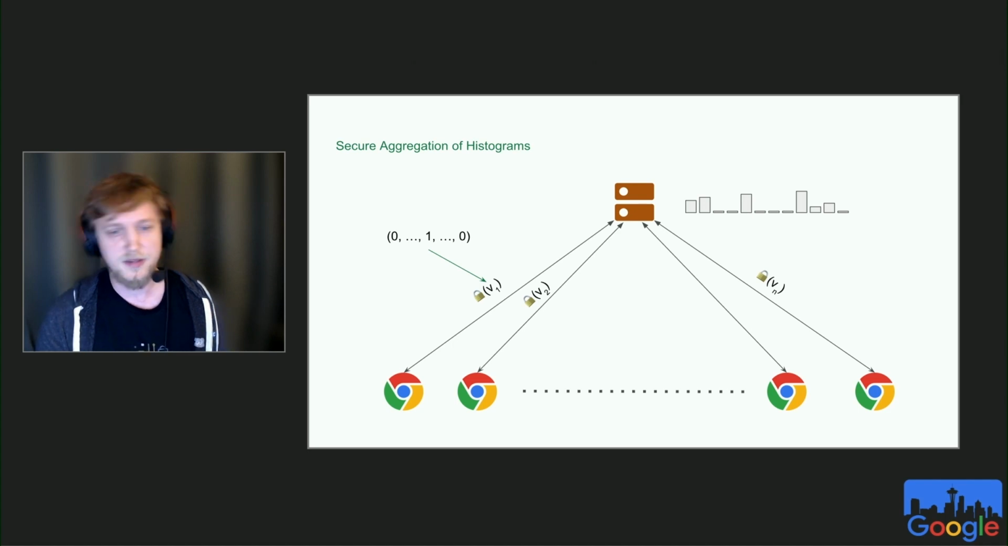And only then do they aggregate the entire histogram, and we get the result in a central location. So the advantage of this approach is that we can have unidirectional communication. From the client's perspective, you just send a message and you're gone. So there's no complicated protocol needed.